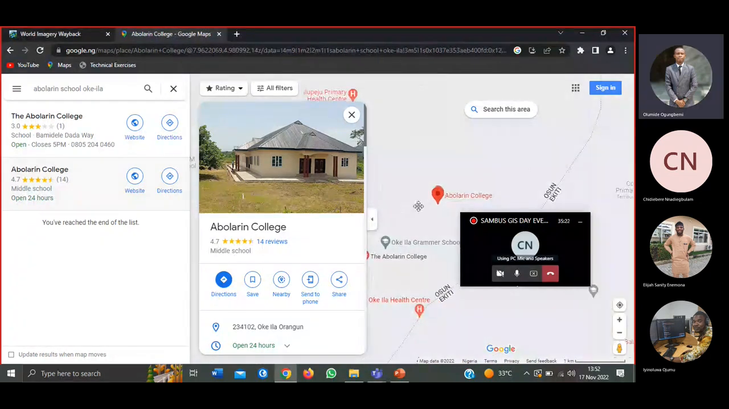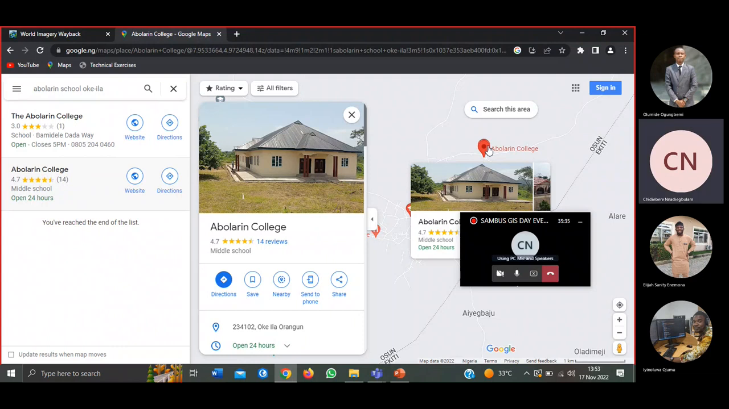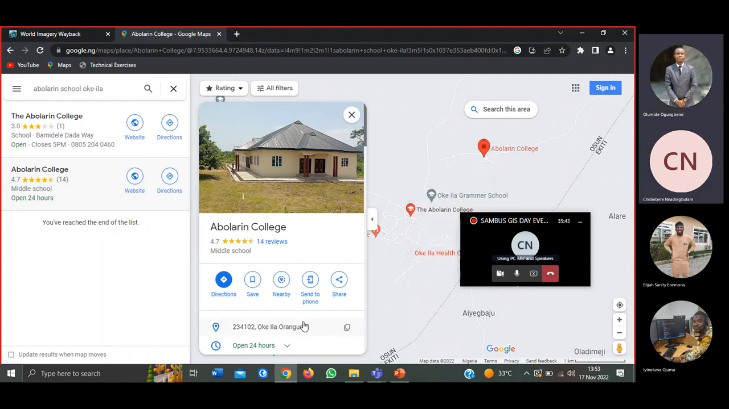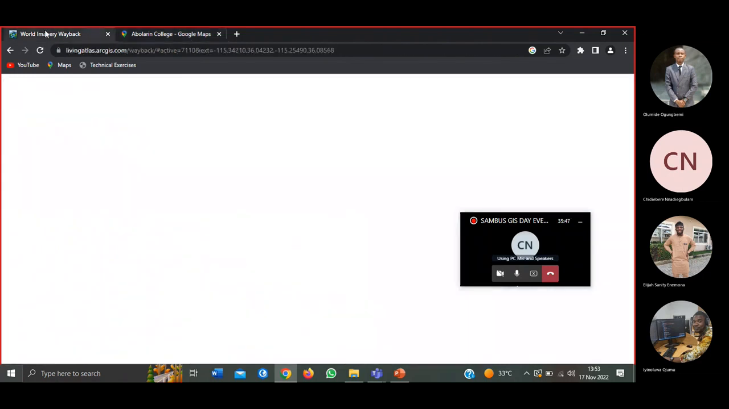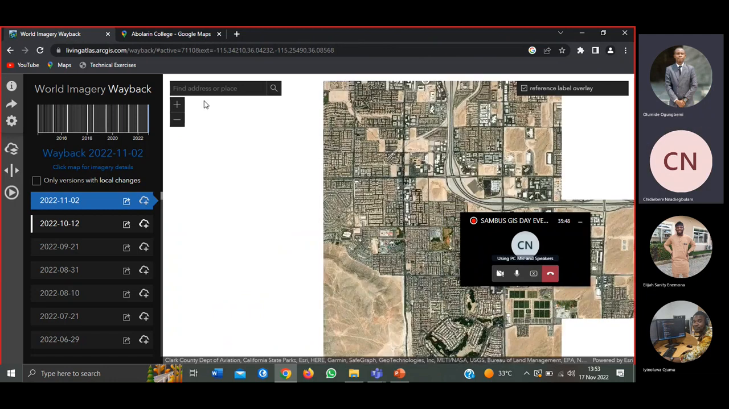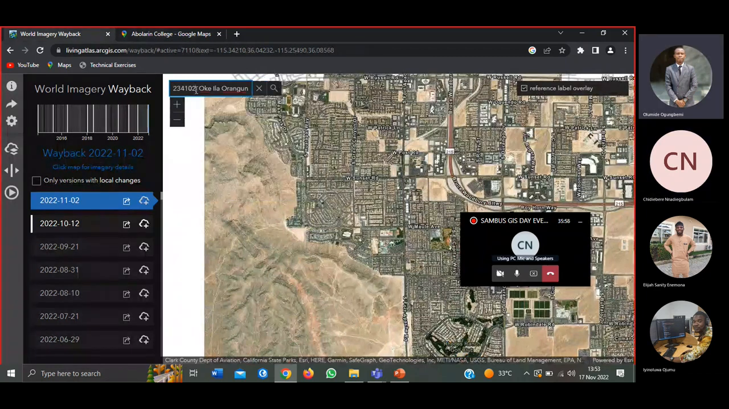So this is Abolarin College. You can see my screen, right? Yes. This is a building in your school, right? Yes. Okay, that's good. So this is the World Imagery WayBack. I will type the address of your school so it will bring your school out for me.